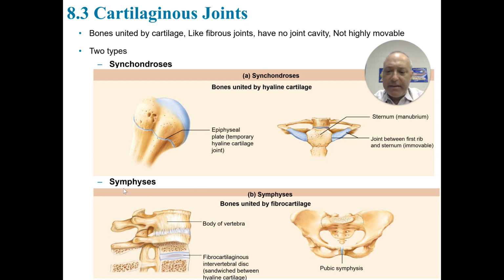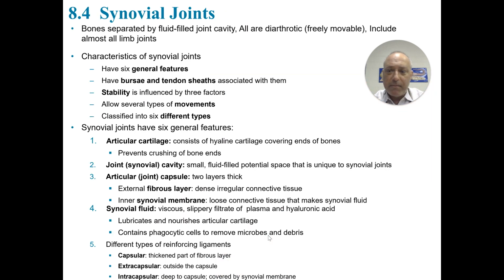And then we've got the symphysis, like the pubic symphysis, this fibrocartilage holding together the two os coxae from the hip. And we've also got fibrocartilage discs in the vertebral column. So we see the fibrocartilaginous intervertebral disc right here. So there's not a lot of movement in these cartilaginous joints.